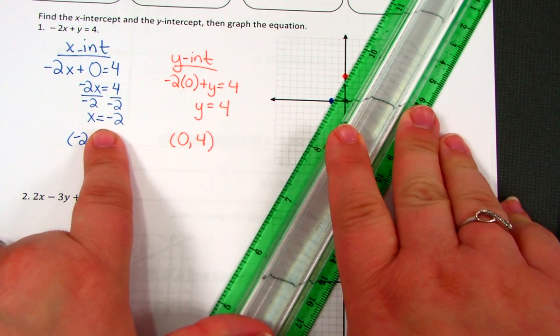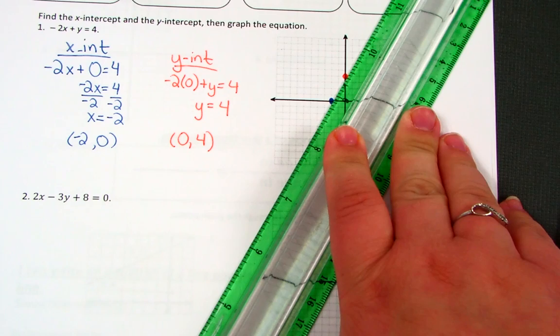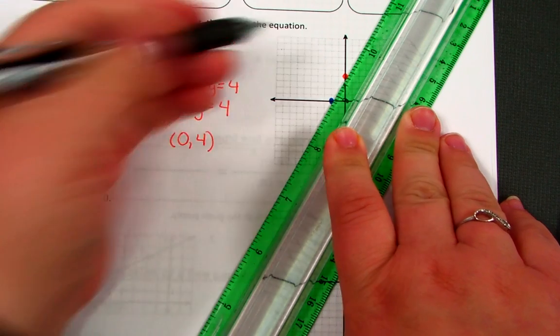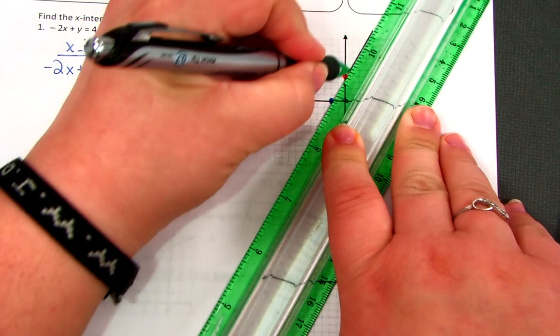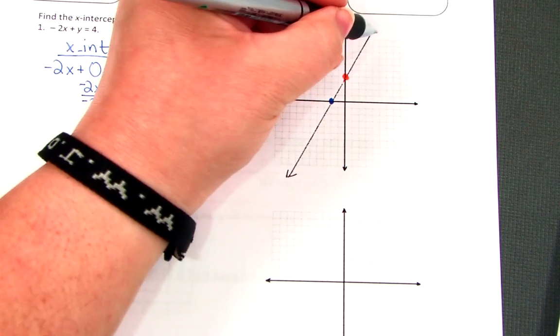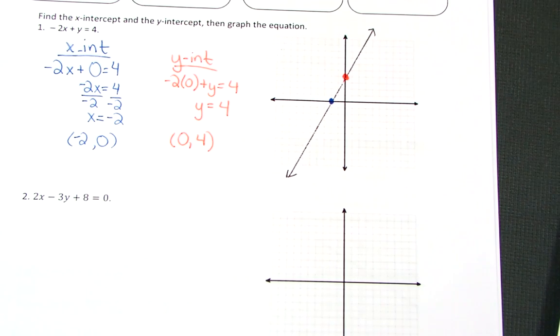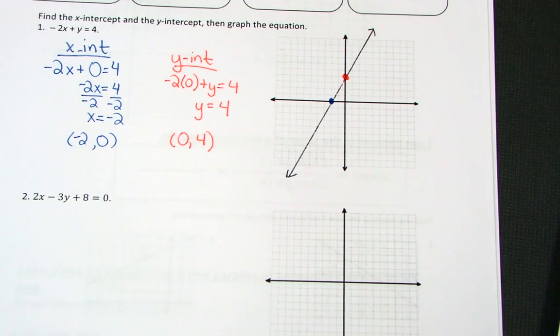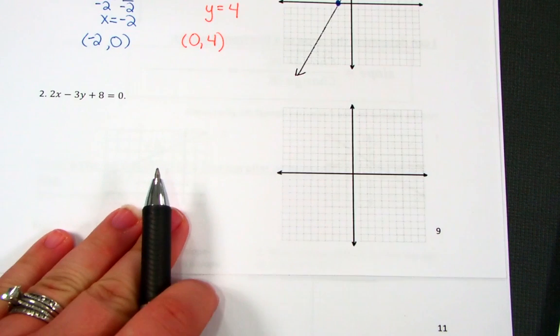So connect the dots, grab your ruler, or if you're doing this on Formative, use your line tool, draw a straight line all the way through, ending in arrows on both ends. Let's do another one.